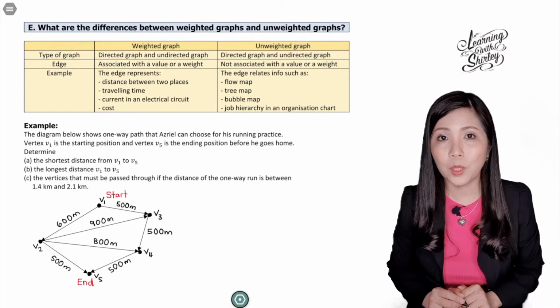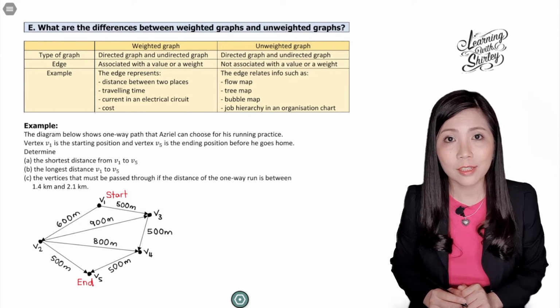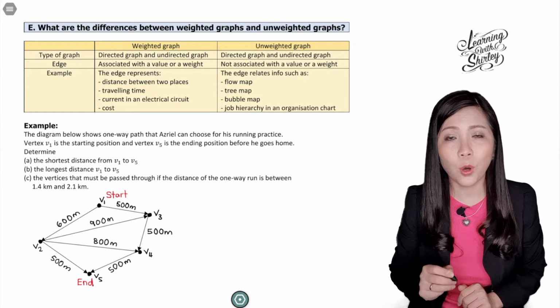What are the differences between weighted graphs and unweighted graphs? So the main difference is the value on its edges. For a weighted graph, there will be a value on its edges, whereas for an unweighted graph, there's no value on its edges.